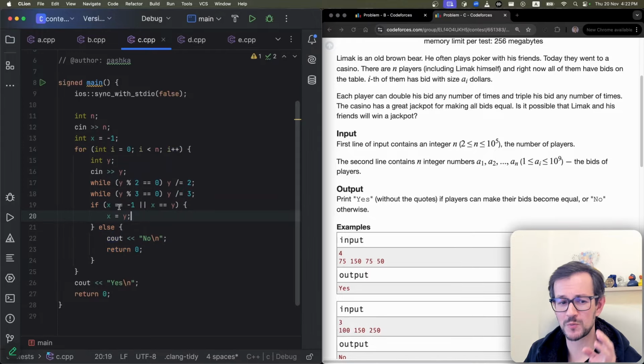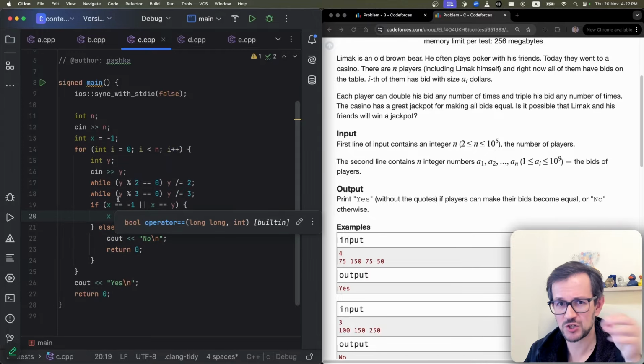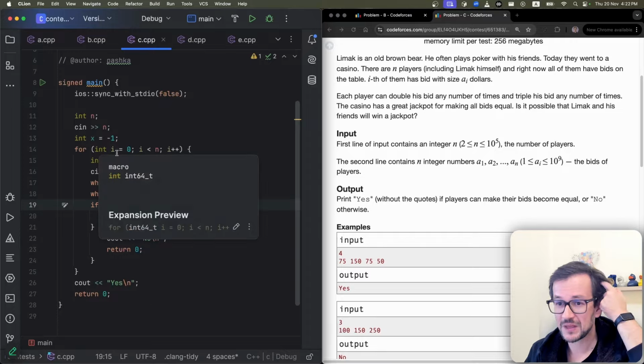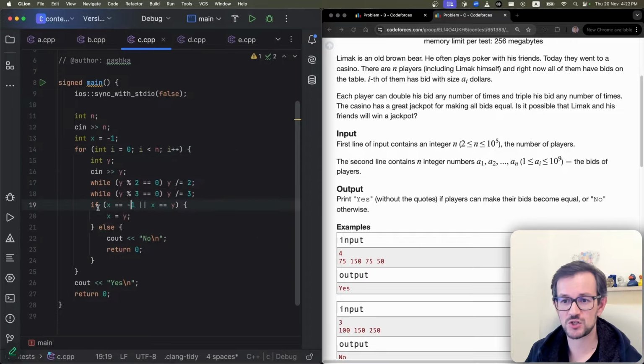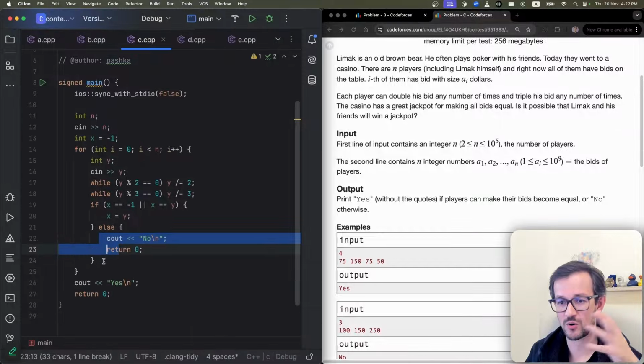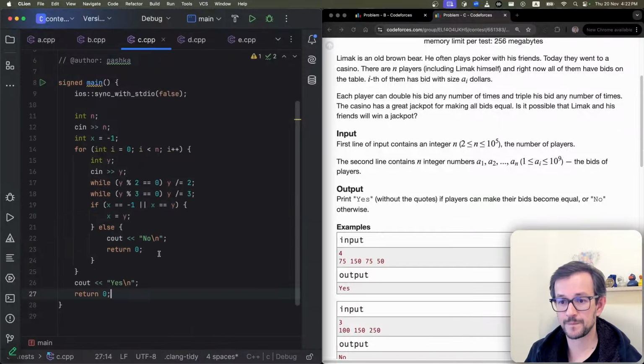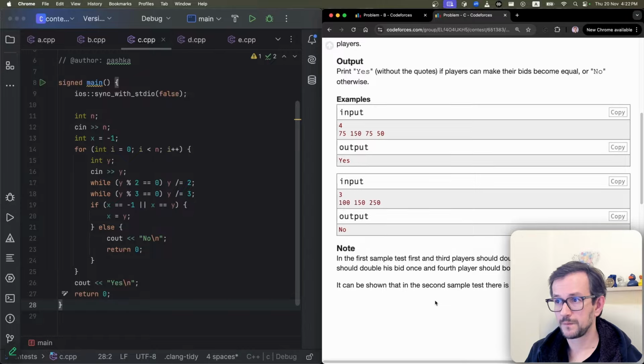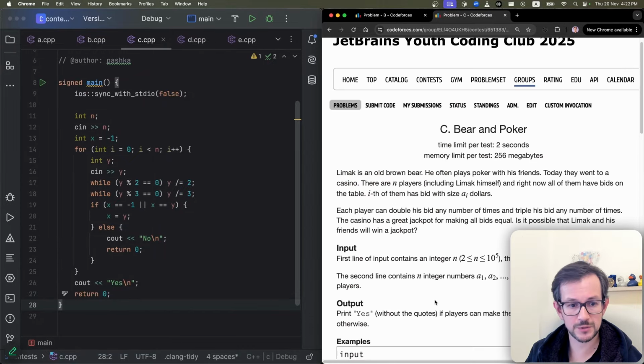Probably it would be much easier to put them in an array and then check that all numbers in the array are the same. But I decided to do it without arrays. So I just read these numbers and check if they are the same on the go. If this if doesn't work, it means I already have some x and y is not equal to x. Then I go here, say no, and return no. If it never happened, then all numbers are equal. That's it. That was problem C.